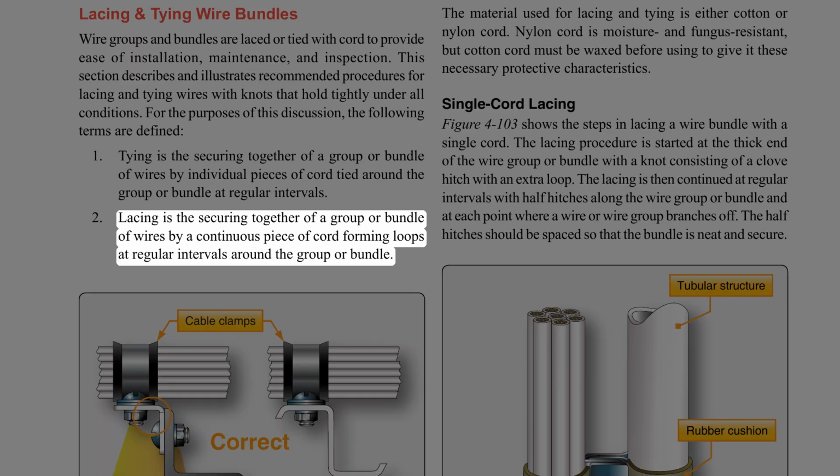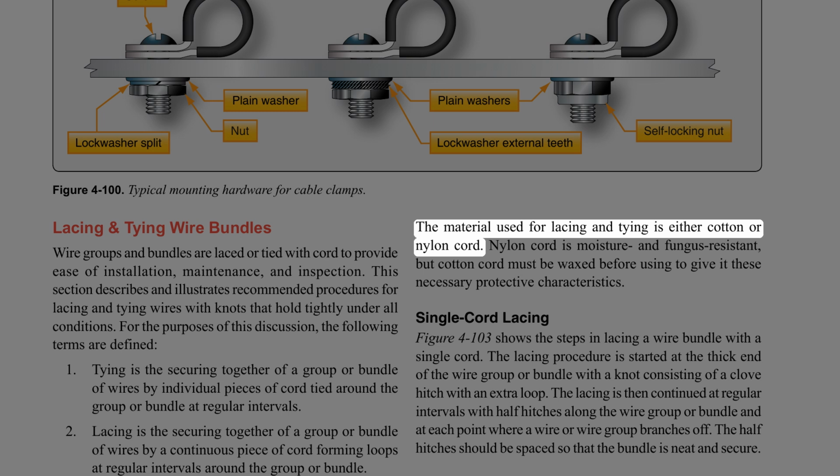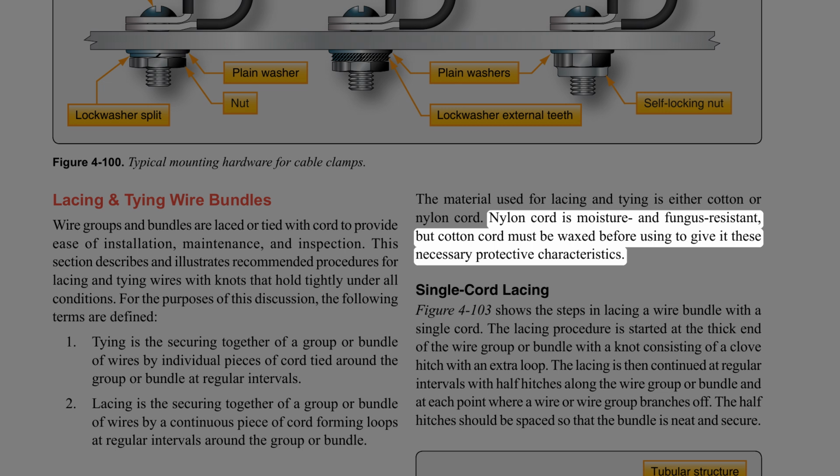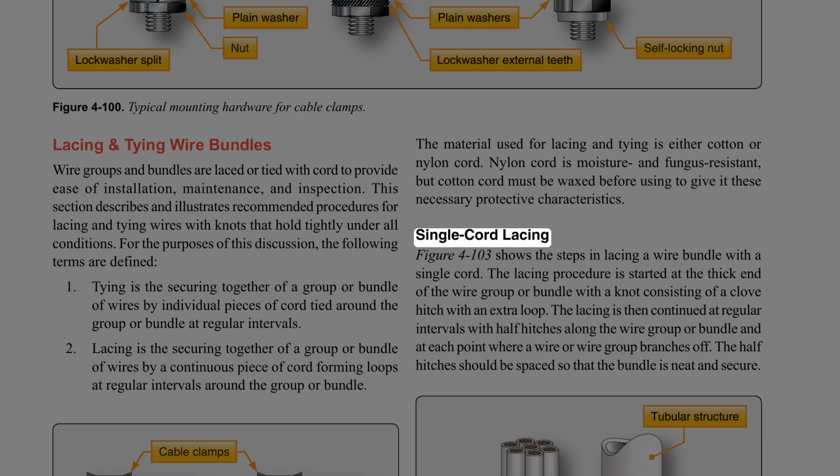Lacing is the securing together of a group or bundle of wires by a continuous piece of cord forming loops at regular intervals around the group or bundle. The material used for lacing and tying is either cotton or nylon cord. Nylon cord is moisture and fungus resistant, but cotton cord must be waxed before using to give it these necessary protective characteristics. Single cord lacing.